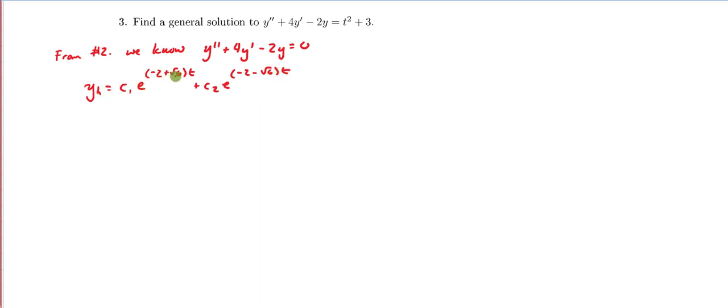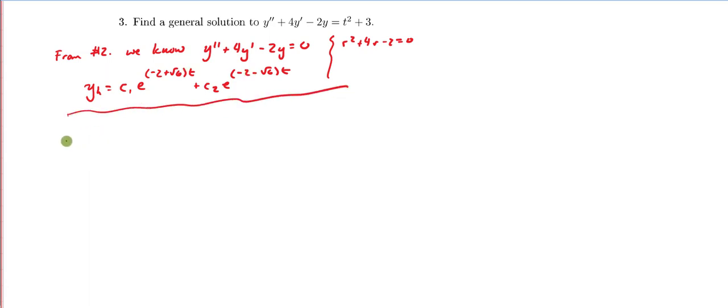c1 e to the minus 2 plus the square root of 6 times t plus c2 e to the minus 2 minus the square root of 6 times t. And if you didn't see part 1 of these videos, all I did was solve the corresponding characteristic equation here. So that is, we solved r squared plus 4r minus 2 equals 0. We found the roots to the characteristic equation. We had to use complete the square. And then we had to make some comment about the solutions being linearly independent before we could say that they gave a general solution to the homogeneous equation.